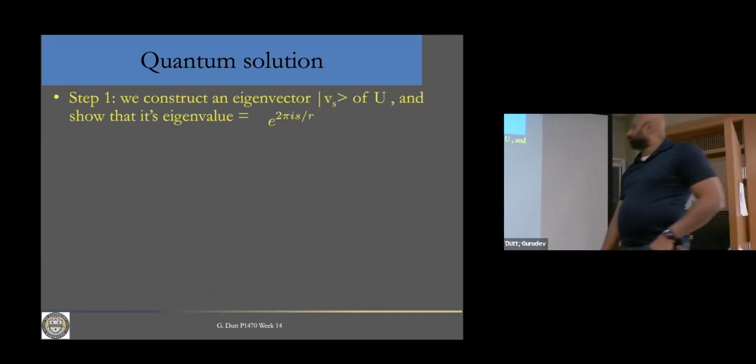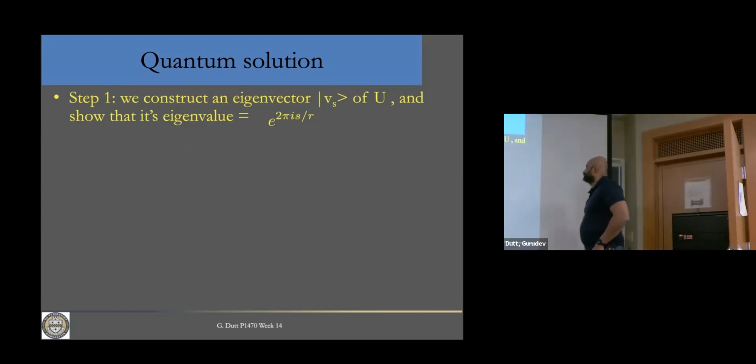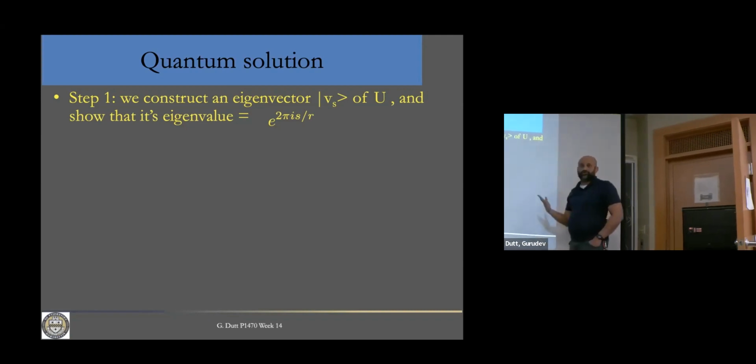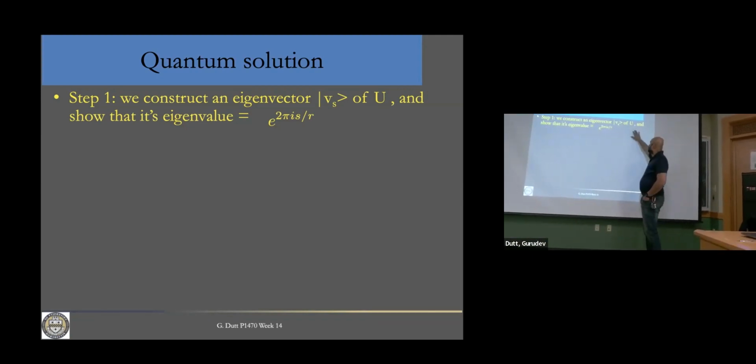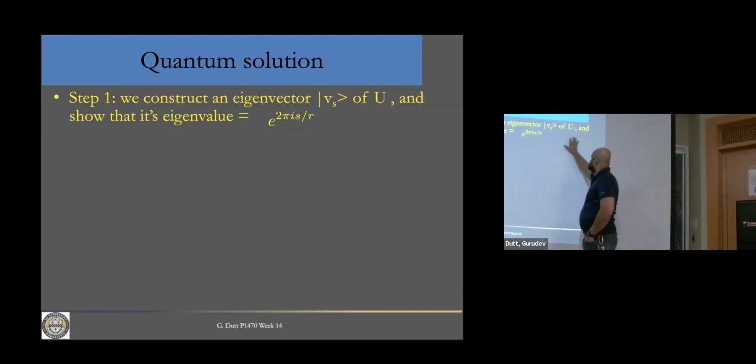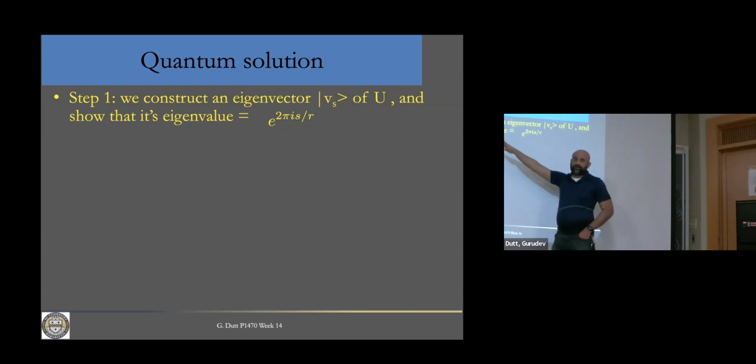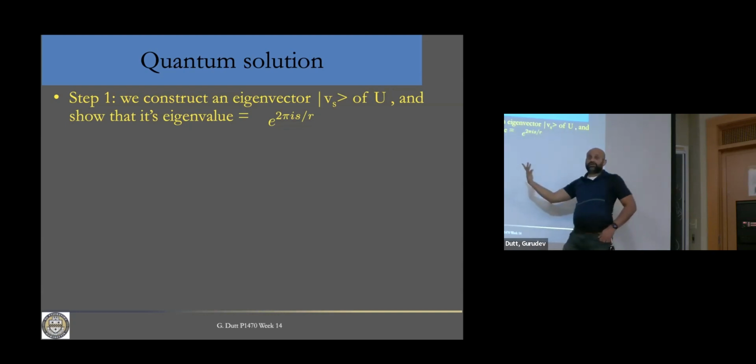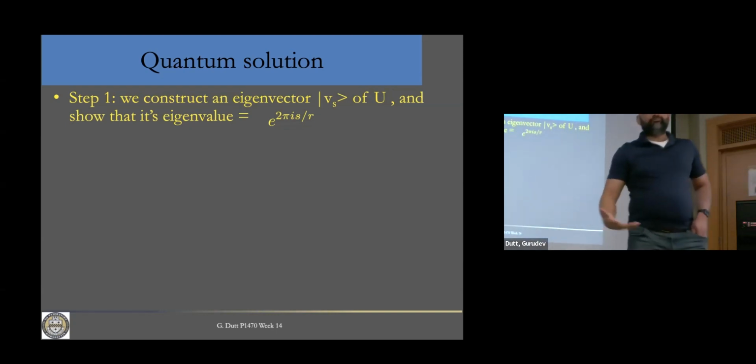First, I'll go through the quantum solution in steps. Step 1 is we construct an eigenvector V_s of U. U is a unitary matrix. We're going to construct an eigenvector V_s of this U, and we're going to show that its eigenvalue is e to the 2 pi i s divided by r, where r is the order that we're trying to find. The s will range over all possible values.